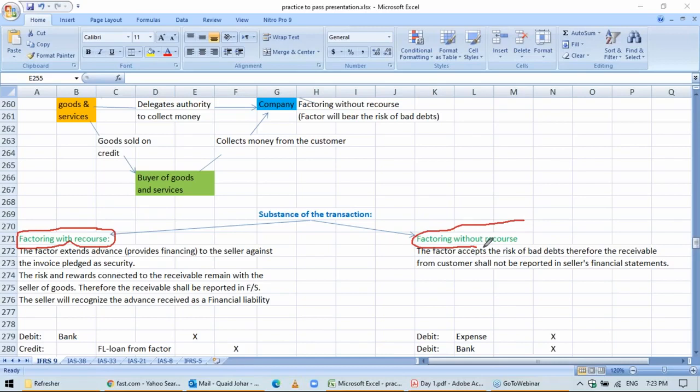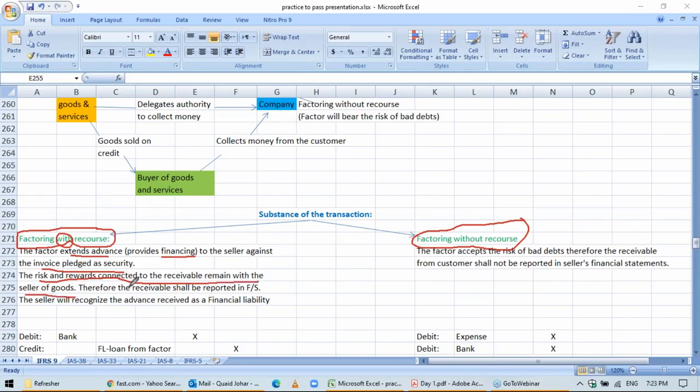So what does it say? If the factor is with recourse, it means the factor can demand back the money which has been advanced to the seller. The factor extends the advance, meaning provides financing to the seller against the invoice pledged as security, right? So he takes the invoice as security and lends the money.